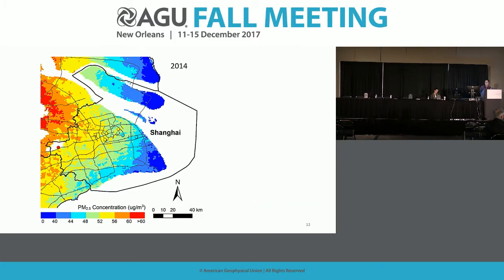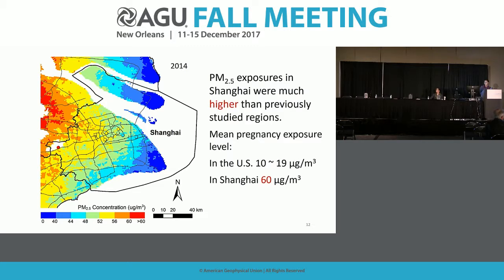And this map shows the annual average PM2.5 predictions at 1 kilometer resolution in 2014. First, we noticed that our prediction matched well with ground measurement, but the satellite prediction revealed much more spatial variation in PM2.5 concentrations. And also, we noticed that the PM2.5 exposure level in Shanghai was much higher than in previously studied regions. A previous study in the US reported that the mean pregnancy exposure level ranged between 10 to 19 microgram per cubic meter. But in Shanghai, we had the mean pregnancy exposure level at 60 microgram per cubic meter.